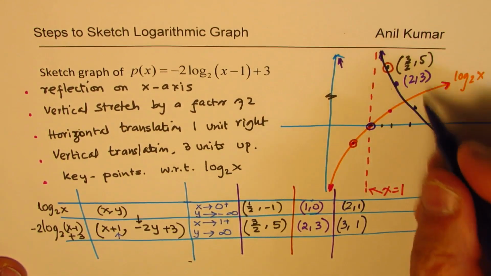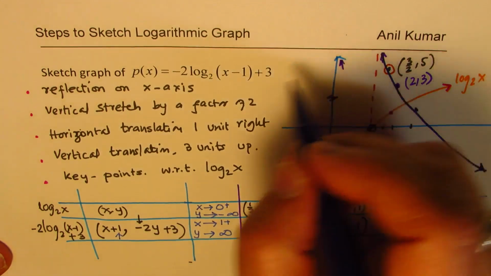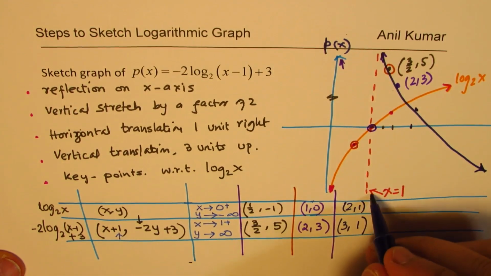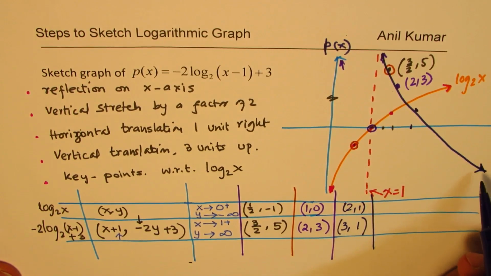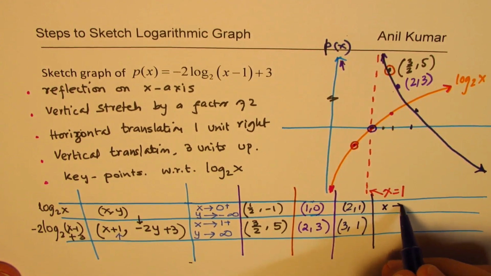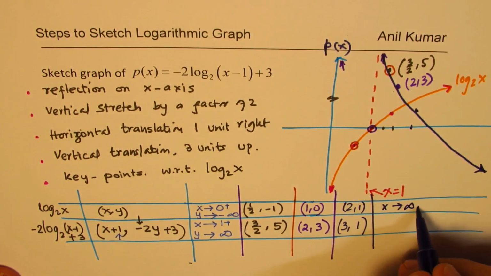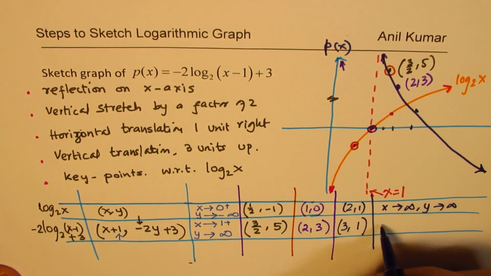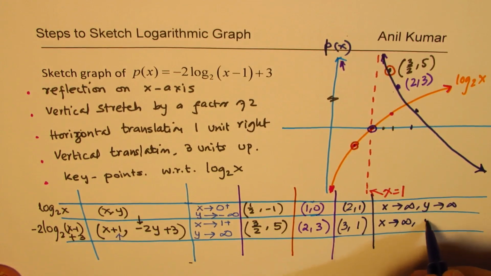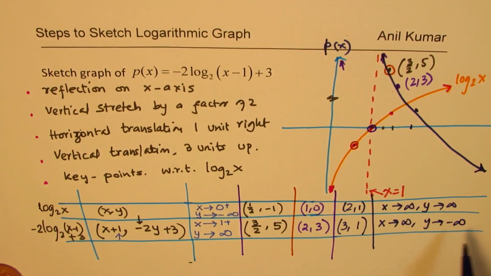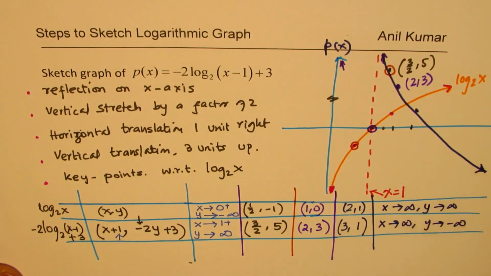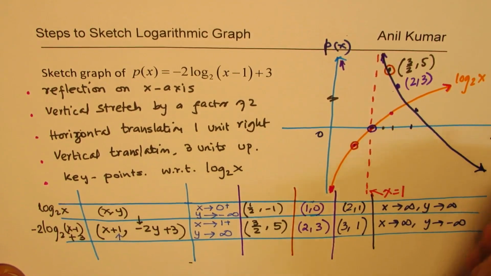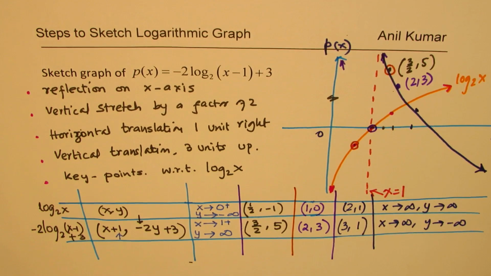Does it make sense? So that is the graph of our function p of x. Does it make sense to you? So you can see that when x is approaching infinity, y was earlier approaching positive infinity, but now when x is approaching infinity, y approaches negative infinity. So that becomes the end behavior. Perfect. So that is how we'll get the graph of our transformed function now.